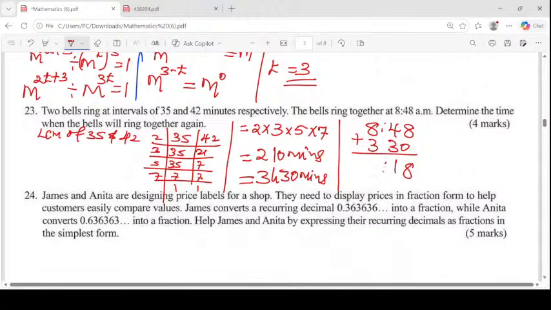If you do 78 minus 60, you get 18. So this is 11:18 a.m. Is it? No, remember we carried 1 hour, so this is 12:18 p.m. I want you to be very keen. This is 12:18. Now it becomes p.m.